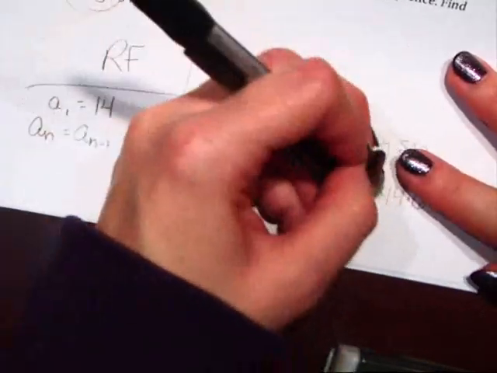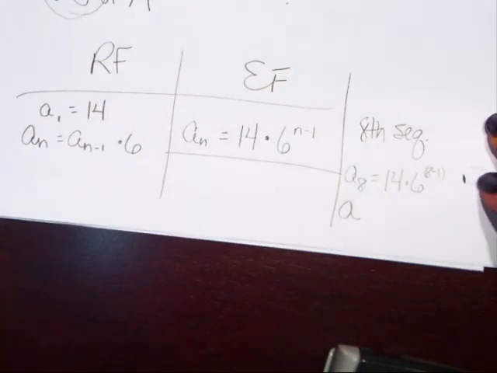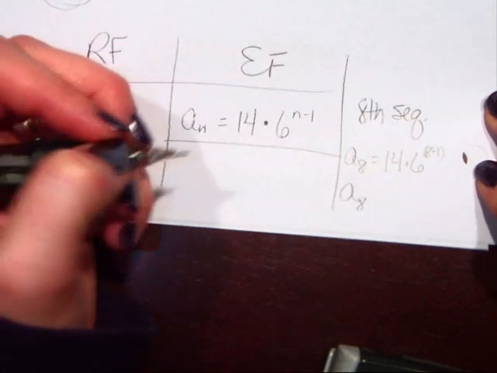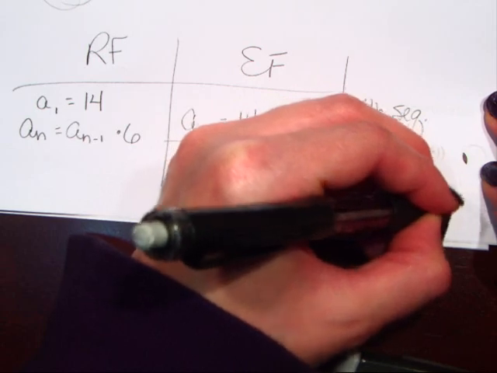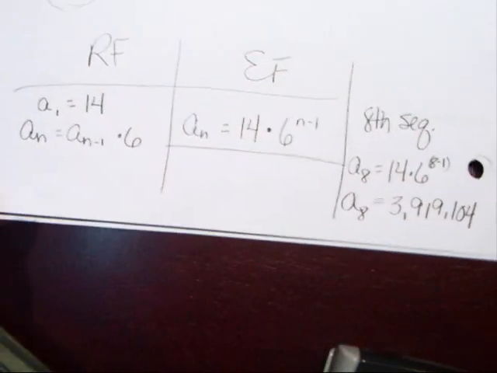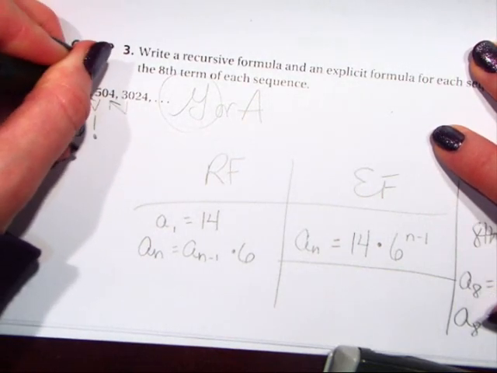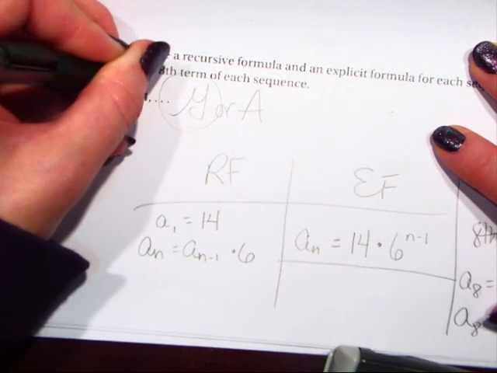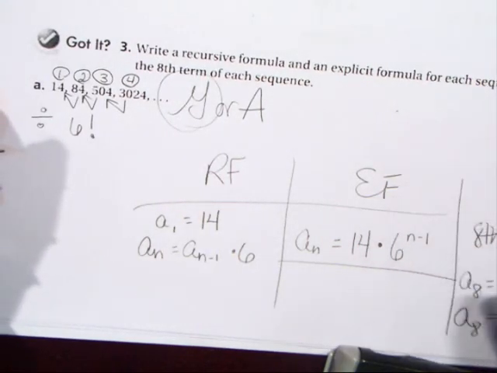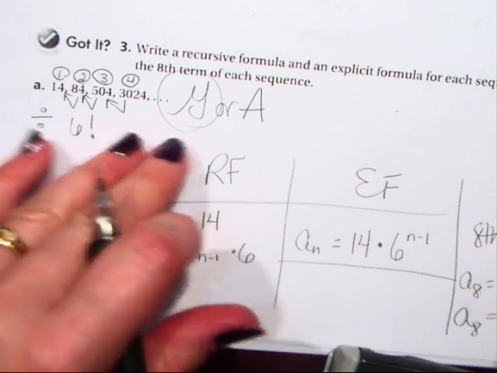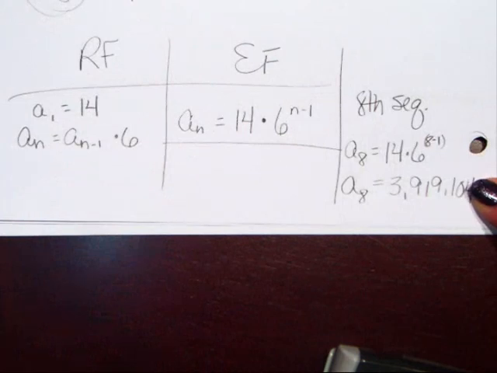And remember, I really shouldn't have put an n there. I should have said my 8th spot. So A of the 8th spot is 3,919,104. Now, would that be true? Well, why don't you figure it out? If this is spot 1, 2, 3, 4, you would have to go 5, 6, 7, 8. You would have to multiply by 6 each time. Well, if you continued that through until the 8th spot, that's the number you would get.